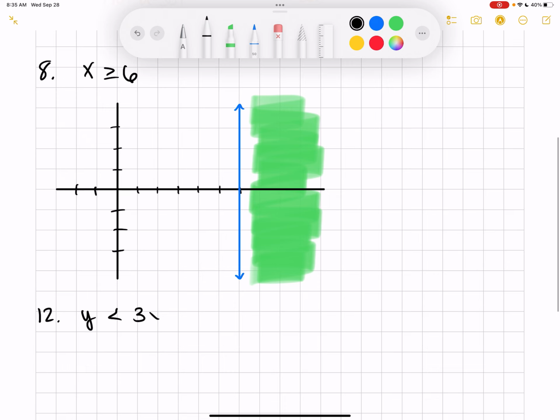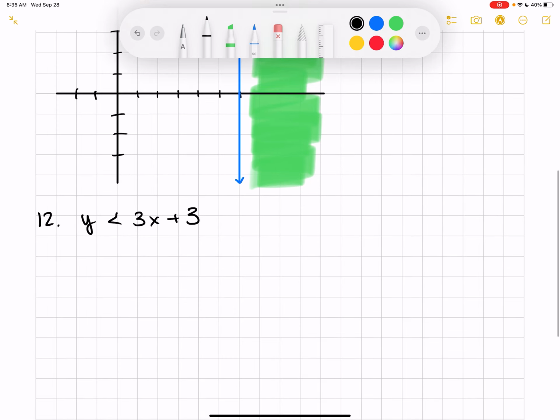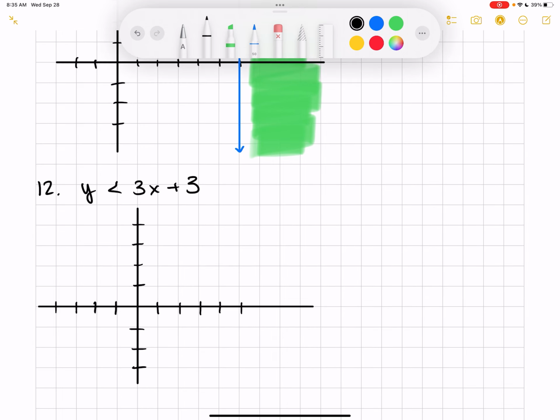Number 12: y is less than 3x plus 3. All right, so how would I graph this? You start at 3 on the y-axis, and then you go up 3 over 1. So up 3 over 1 ends up putting me over here. I can go down 3, back 1.